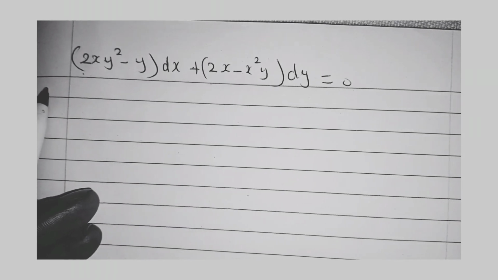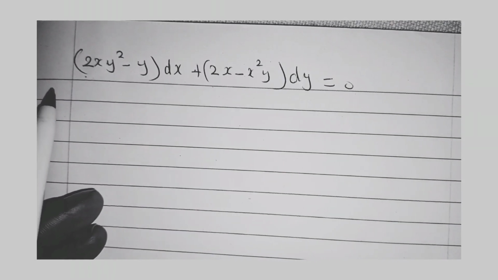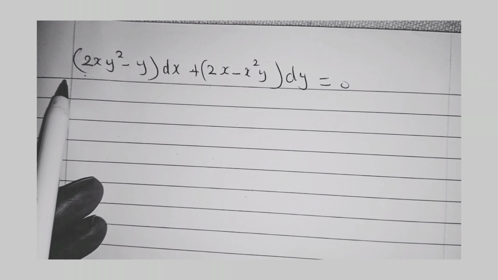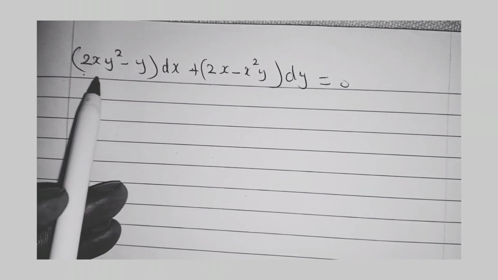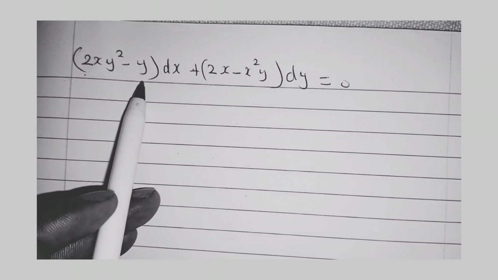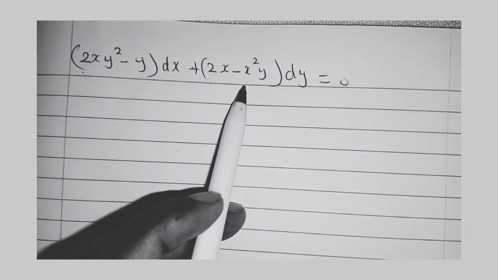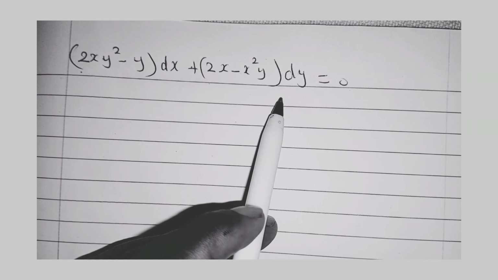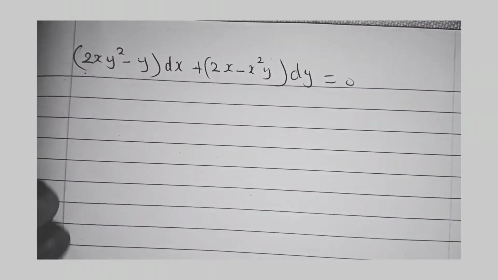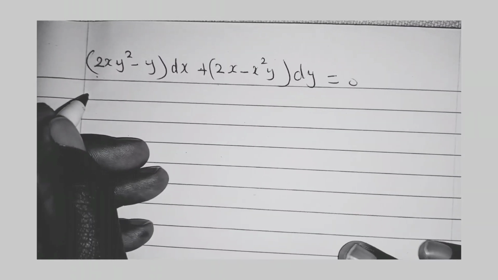This kind of ODE, which is exact. We are considering this equation: (2xy² − y) dx + (2x − x²y) dy = 0. So the first thing is to check whether it is exact.